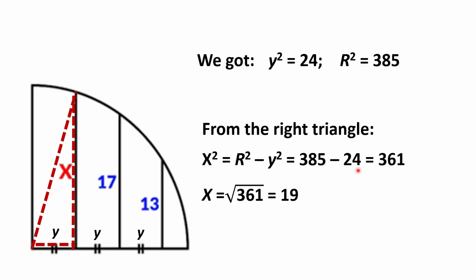Taking the square root on both sides, x is equal to 19. So the value of x, the length of this line, is 19 units.